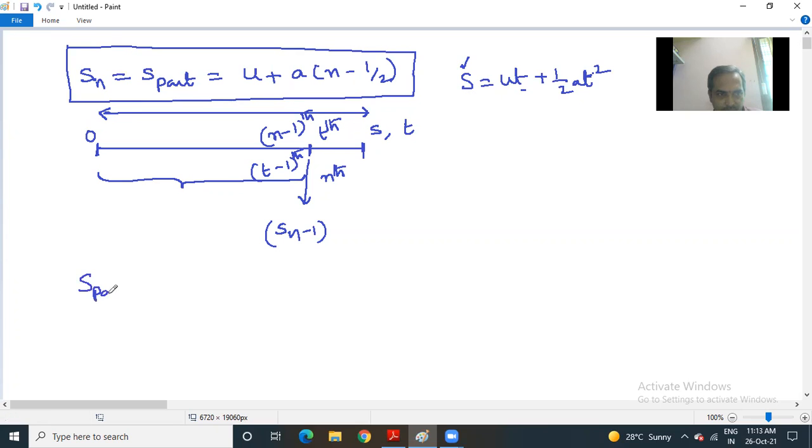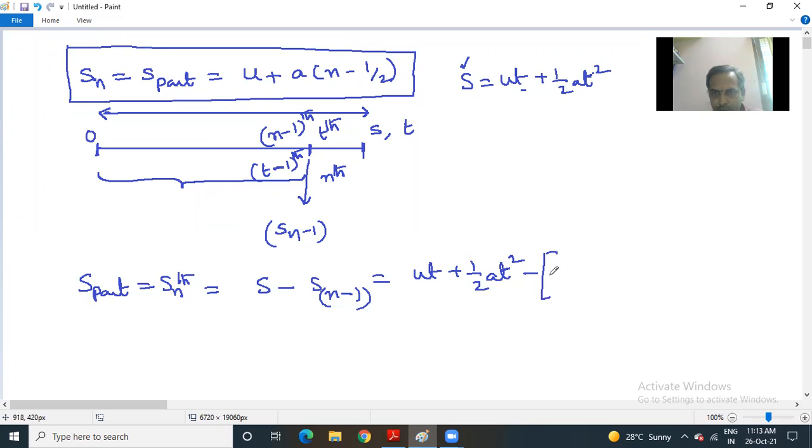If you want to find out S part, or Snth, subtract Sn minus 1 from S. So what is S? Once again use ut plus half at square. Minus, how to write Sn minus 1? This is also a total, but it is covered in t minus 1 second. So therefore, in place of t, you substitute t minus 1: u into t minus 1 plus half a into t minus 1 whole square.